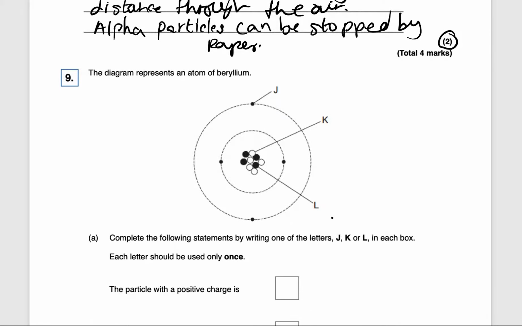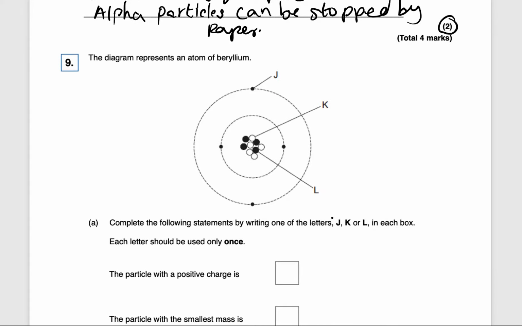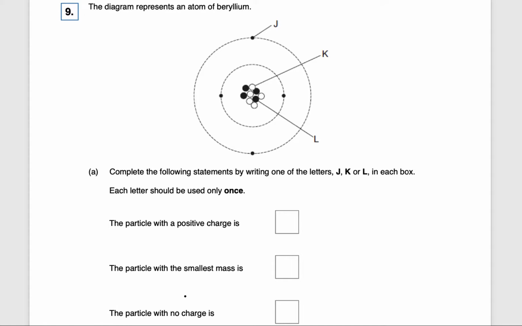Next question. A diagram represents an atom of beryllium. Complete the following statements by writing one of the letters J, K or L in each box. Each letter should only be used once. The particle with a positive charge is what? So remember, the protons equals electrons.